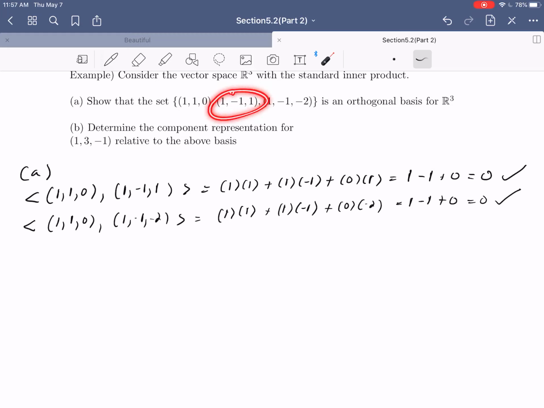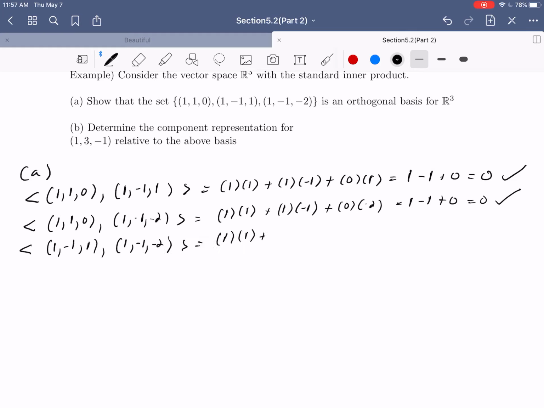Now we need to check that the second vector is orthogonal to the third. So (1, -1, 1) and (1, -1, -2). That looks like it's going to be 1 times 1 plus -1 times -1 plus 1 times -2, which is 1 plus 1 minus 2, which is 0. Check.